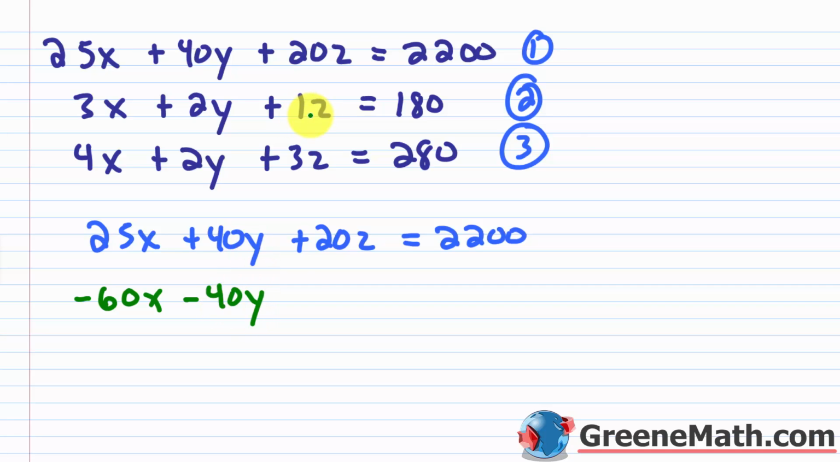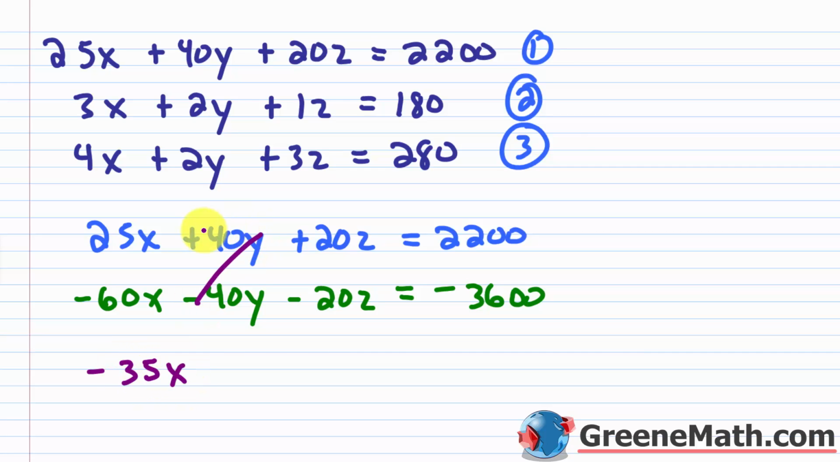The -20 times z is going to be -20z. And this equals -20 times 180, which is -3,600. Okay? Now again, for this process to work, you want to have this in the format where all the variable terms are on one side and your constants on the other. That way, when you add the 2 left sides and set it equal to the 2 right sides, you're adding like terms.